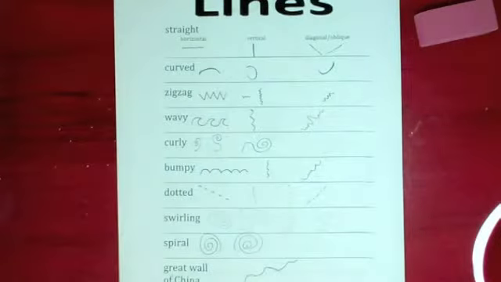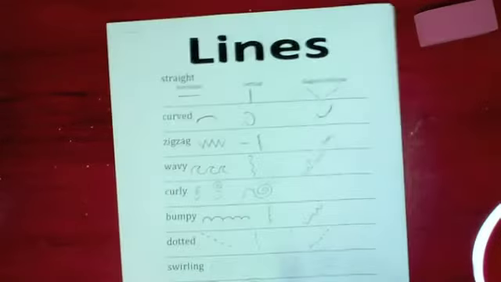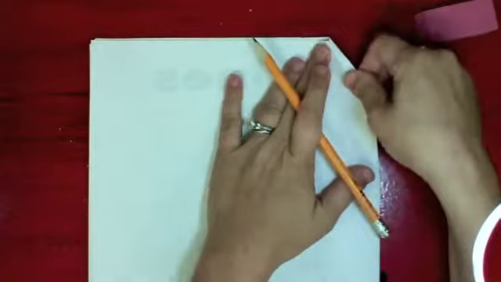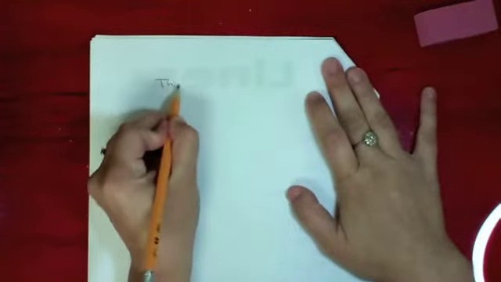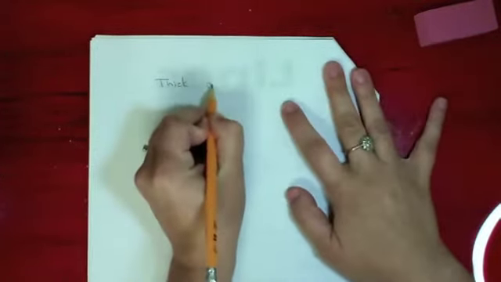Okay, we're going to learn about a couple more things dealing with line. So let's flip over our packet to the back side. A first thing is thick and thin.